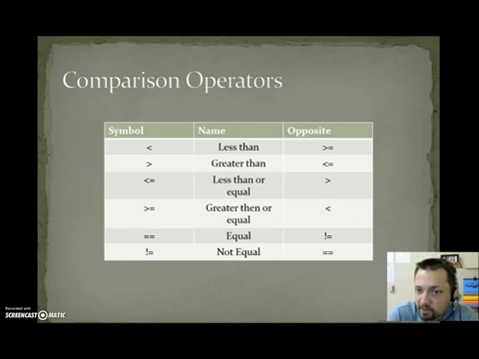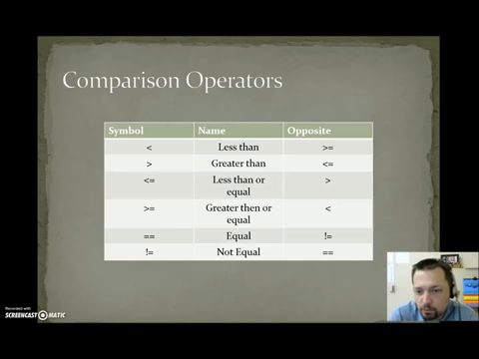The reason being, if we have x less than 3, x less than 3 does not accept 3, so its opposite should accept it. That's why its opposite is greater than or equal to. Next we have greater than, its opposite is less than or equal. We have less than or equal, its opposite is greater than. We have greater than or equal, its opposite is less than.